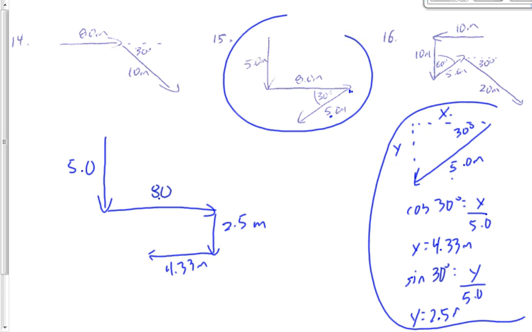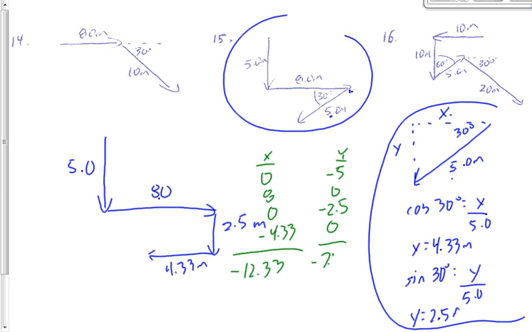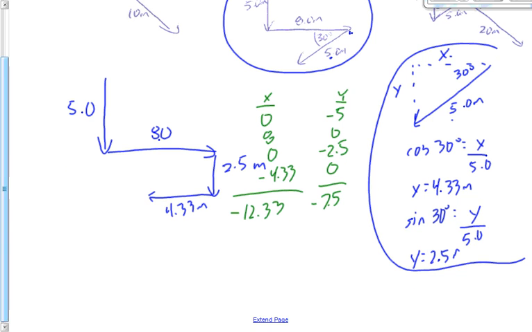Now let's do the math on this one, the x and the y components. For the first one, x is 0, negative 5, 8, 0, 0, negative 2.5, and negative 4.33, and 0. Add these up. Negative 12.33. Add these up. Negative 7.5. Combine them. We've got negative 12, negative 7.5. Here's the resultant vector. We can find that, right? It's the Pythagorean theorem. Yep.